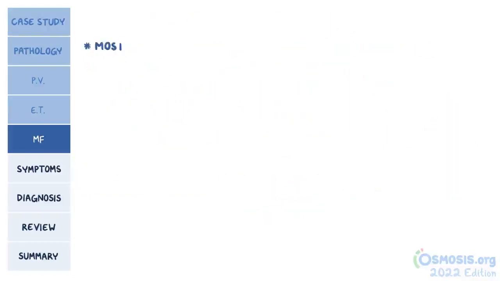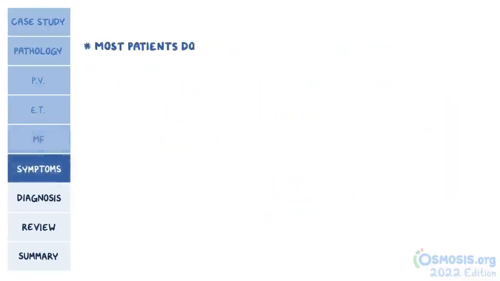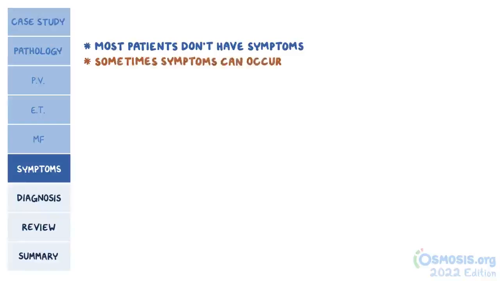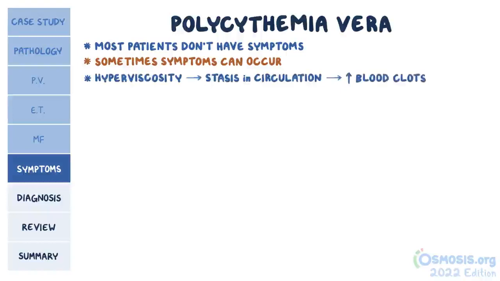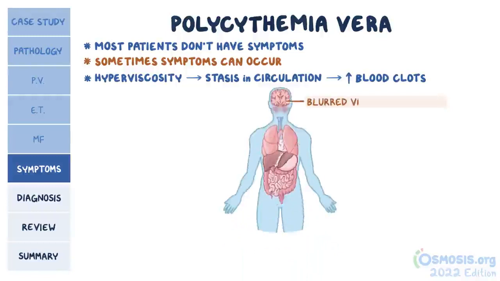All right, now most patients with myeloproliferative disorders don't have symptoms and are discovered incidentally when a CBC is done for another reason. But sometimes symptoms can occur and you have to remember them for the exam since they are very high yield. In polycythemia vera, all those extra red blood cells in the blood can make it sludgy and highly viscous. Hyperviscosity causes stasis in the circulation, which augments the formation of blood clots in different tissues, causing various symptoms. In the brain, they can cause blurred vision, headache, or strokes. Or in the heart, they can cause angina or myocardial infarction.